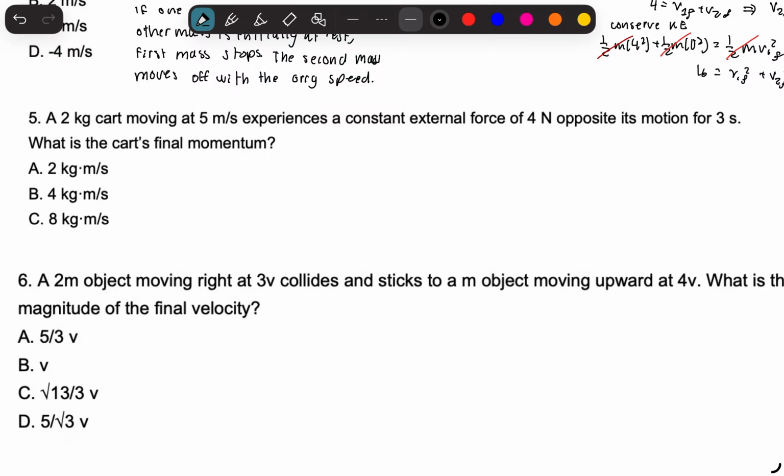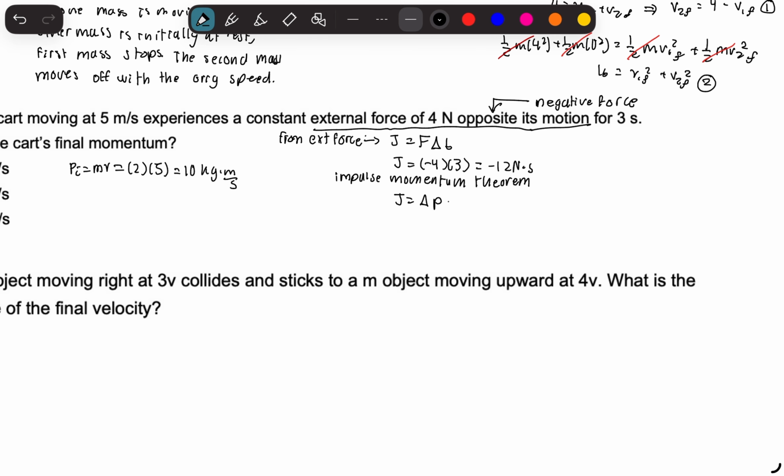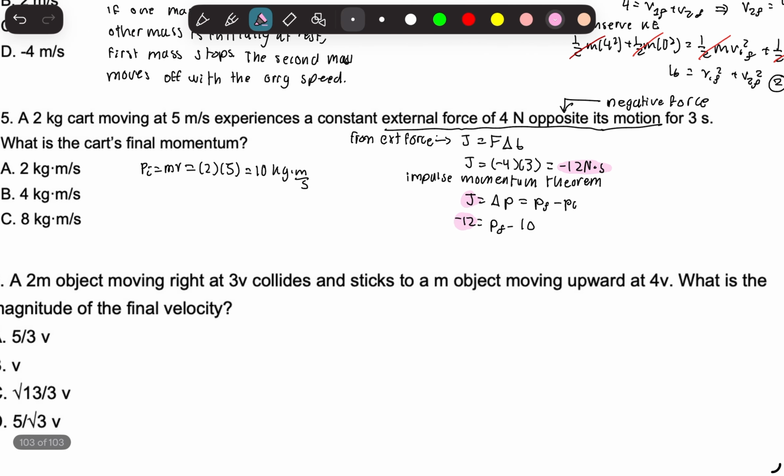So if we use the impulse-momentum theorem, you're going to have that impulse is equal to the change in momentum, which is pf minus p initial. So we already have that our impulse J is equal to negative 12 newton seconds. So that's negative 12 is equal to pf minus 10. So this was your negative 12, and you get your minus 10 because we got our p initial over here. Negative 10 kilograms times meters per second.